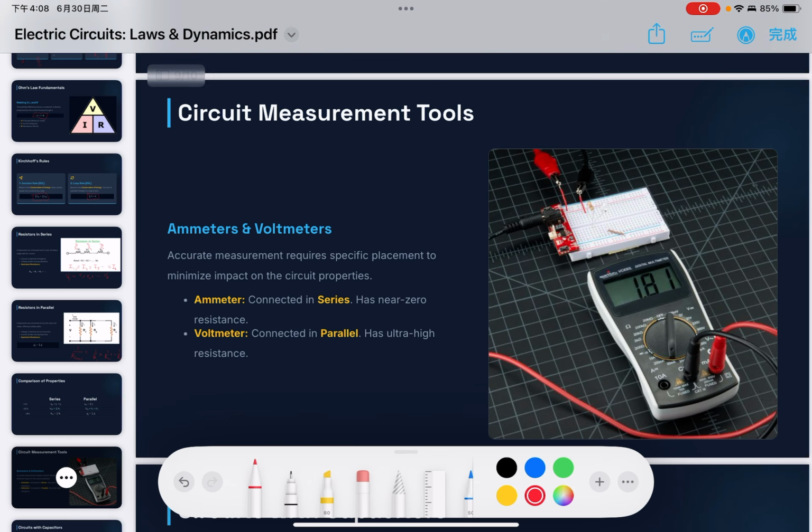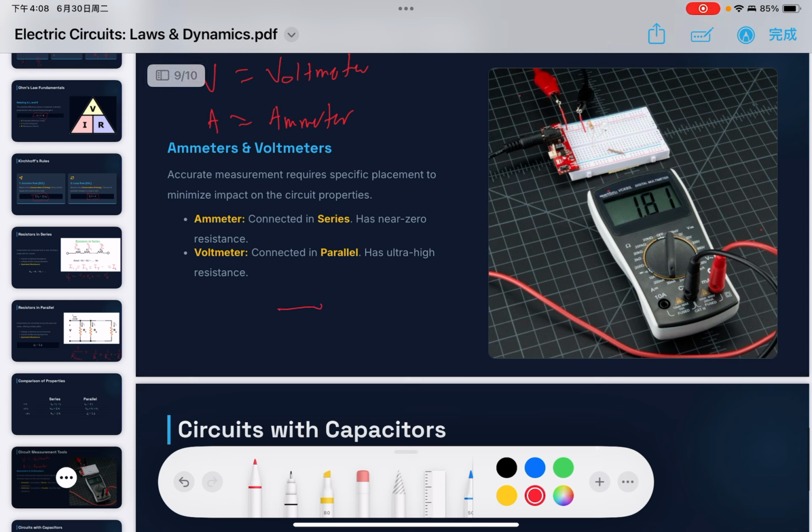So what is used to actually measure these values? To measure the volts, we use a voltmeter, and to measure the amperes, we use an ammeter. To be connected in a circuit, ammeters must be connected in series, so let's say this is an A. And voltmeters must be connected in parallel.